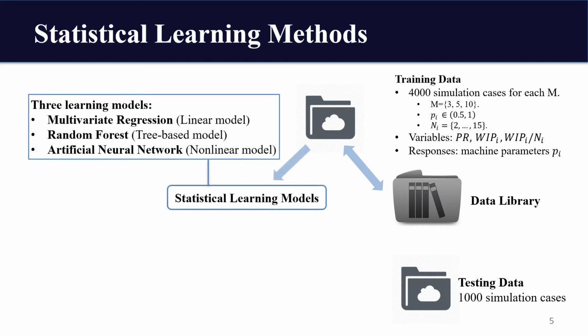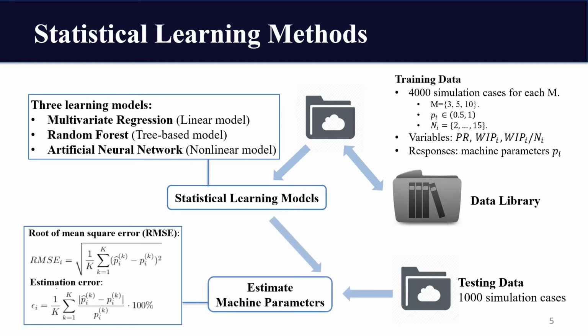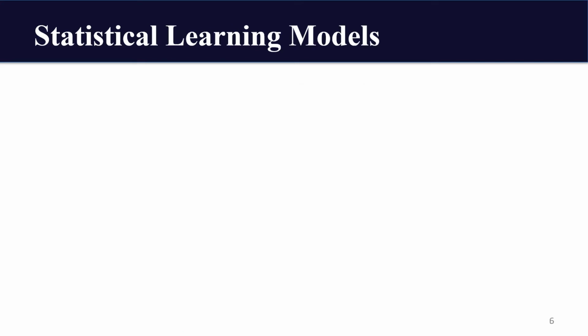Then we use 3 different statistical learning methods, including multivariate regression, random forest, and artificial neural network to train the data, and use the trained model to estimate the machine parameters of testing data, and calculate the root mean square error and estimation error to evaluate the model. Finally, if the estimation is valid, we can update our data library.